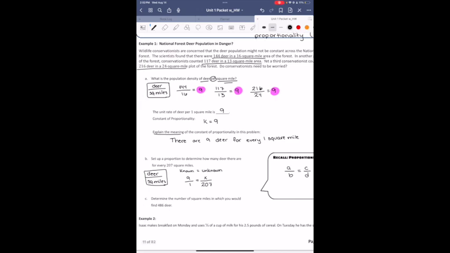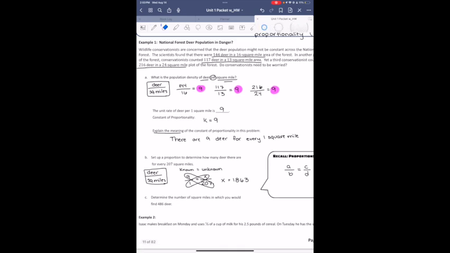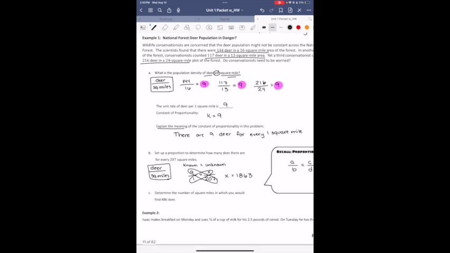Now to solve 2 fractions set equal to each other, remember we do something called cross multiplication. So I'm going to multiply 9 times 207 and x times 1. Well, x times 1 is just 1x or x. And 9 times 207, if you do that in your calculator, would be 1,863. So that's how many deer there would be in 207 square miles. So we just used our constant of proportionality to find how many deer for something else they gave us. We're going to try that again, but this time they want us to figure out how many square miles we would find 486 deer. So we're going to set it up the same exact way.